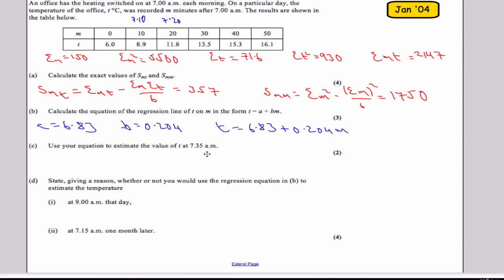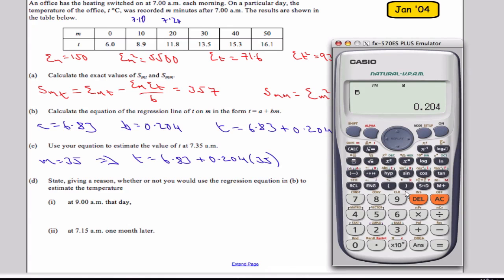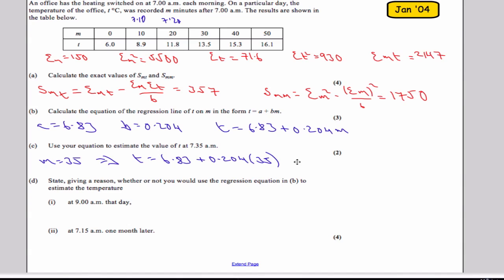So to work out the value of t at 7:35, I'm going to let m equal 35 minutes. So we get t equals 6.83 plus 0.204 times 35. Let's bash it into the calculator. 6.83 plus 0.204 times 35. 13.97 degrees.